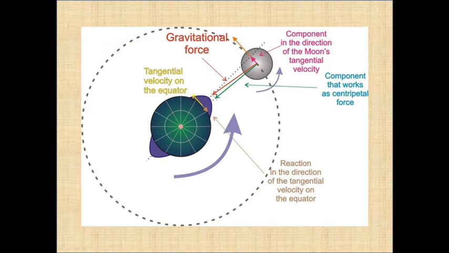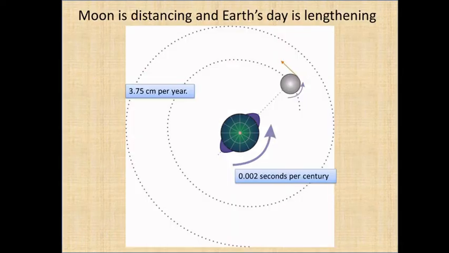So here we see that this deviation of the tides, the maximum of the tides, makes a deviation in the mass of the Earth, and then it causes the acceleration of the tangential velocity of the moon in its orbit around the Earth, and at the same time, it causes the deceleration of Earth's rotation, which means it's lengthening the day. Moon is distancing and Earth's day is lengthening.